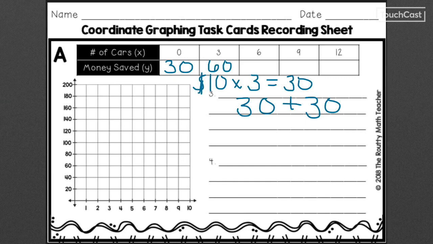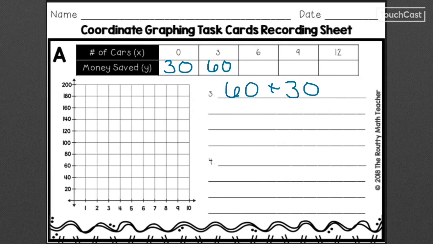Let's solve for 6 cars now. If he does another 3 cars, that's going to be another $30. So we want to take how much money he has in the bank and add another $30 because he did 3 more cars. So 60 plus 30 equals 90. Hopefully you guys all got 90.